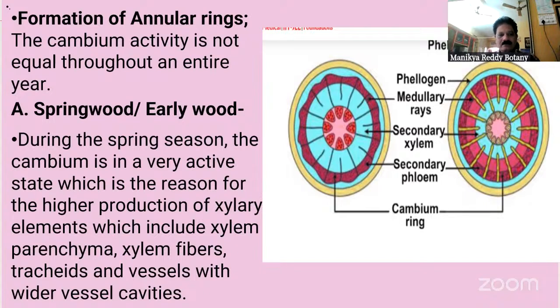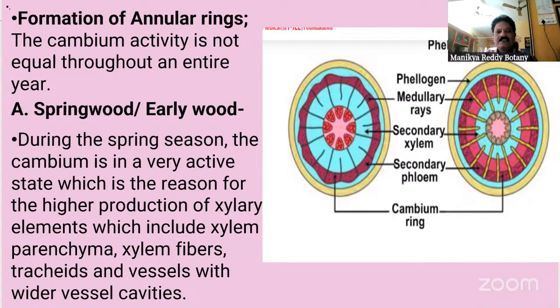During spring season, the vascular cambium is very active and produces more xylem and more phloem, more secondary xylem and more secondary phloem, because they need more supply of water and food materials during spring season. Since the formation of buds and new leaves is seen during spring season, that's why they need more supply of water and food materials. That's why a greater amount of xylem and phloem elements are formed.